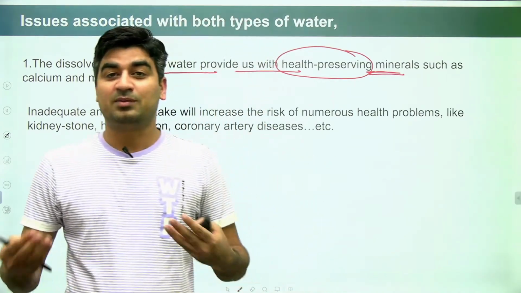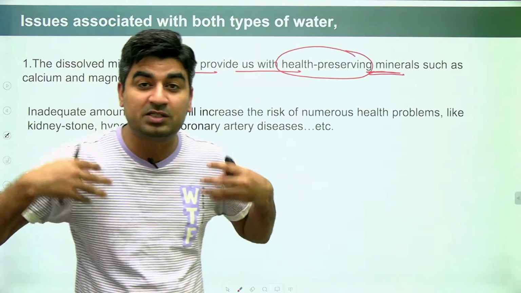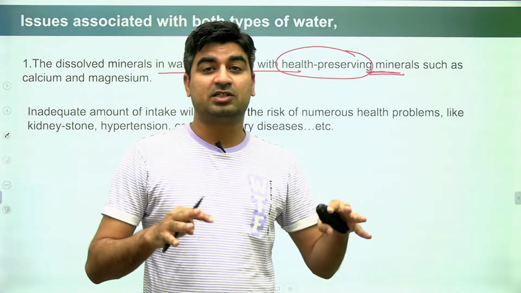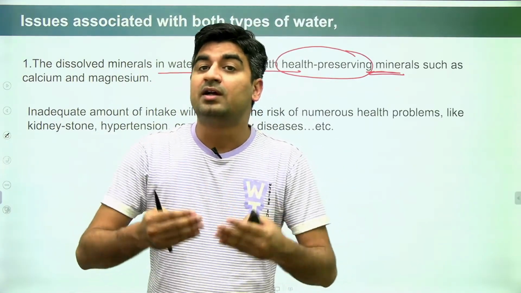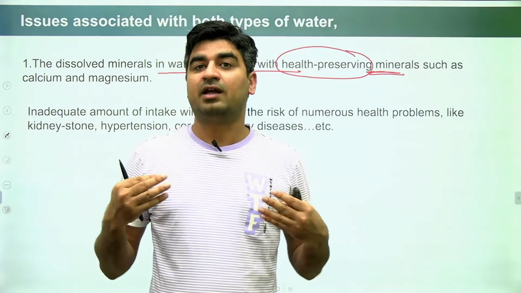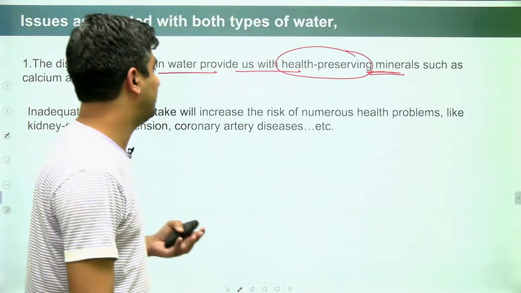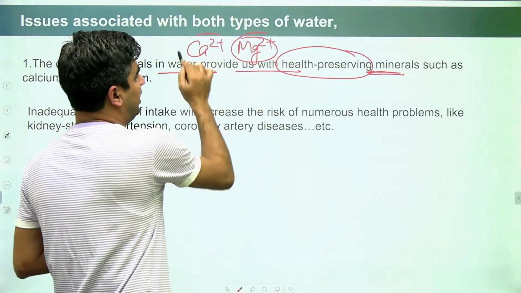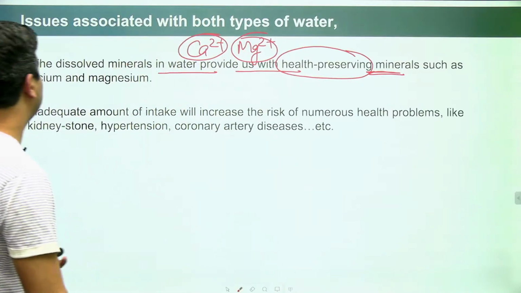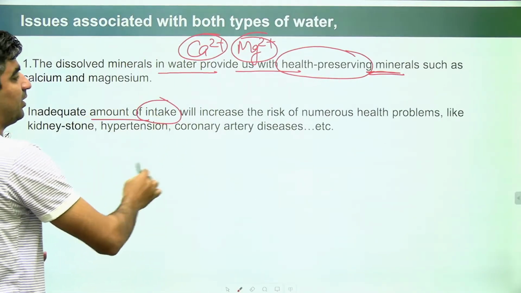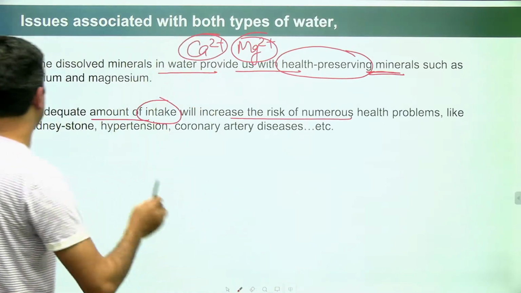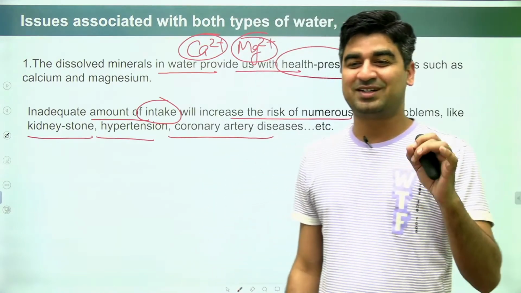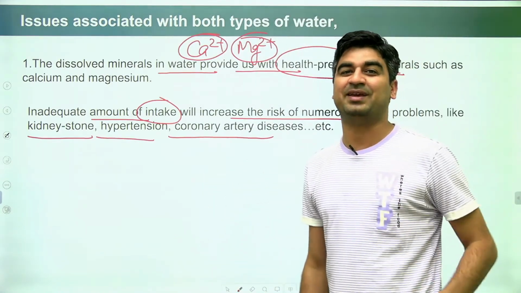Calcium, you must have heard we take calcium tablets, magnesium, all these minerals are present in our body and a minimum or optimum level of calcium, magnesium, all these ions must be present. So how will that level be maintained inside our body? When we drink water, that water will be containing these Ca2+ ions, these Mg2+ ions, and these will help in maintaining that level, right? Inadequate amount of intake will increase the risk of numerous health problems like kidney stone, hypertension, coronary artery disease. So hard water is also important so that we can be healthy.